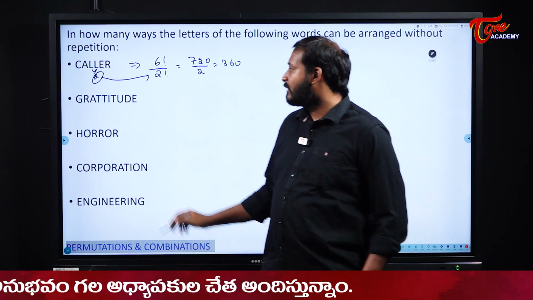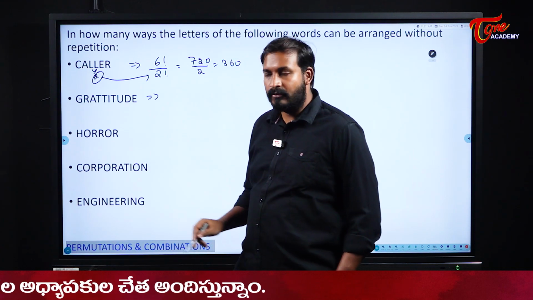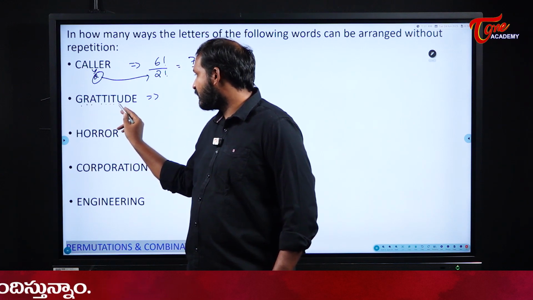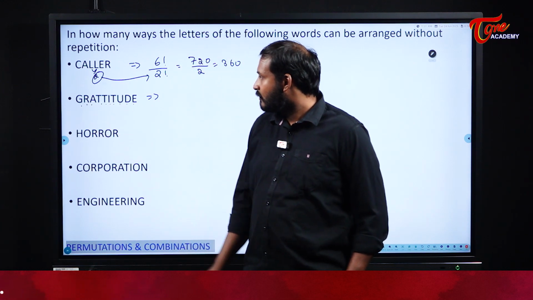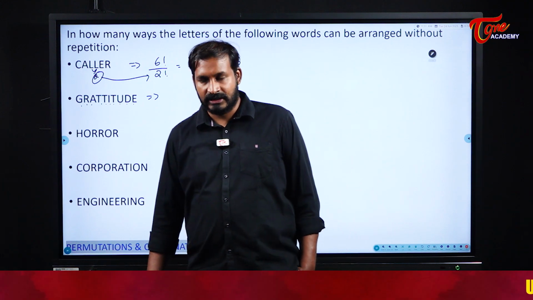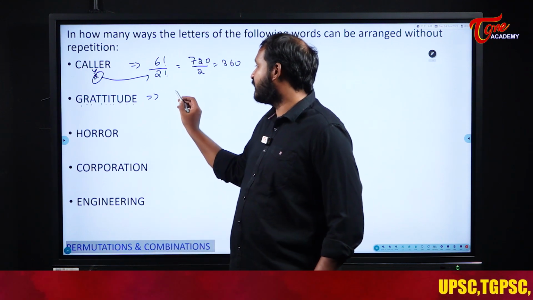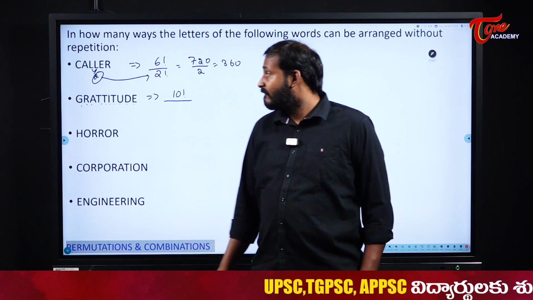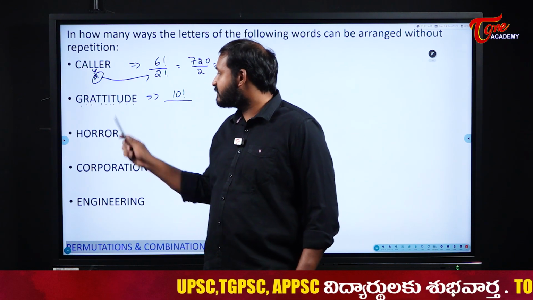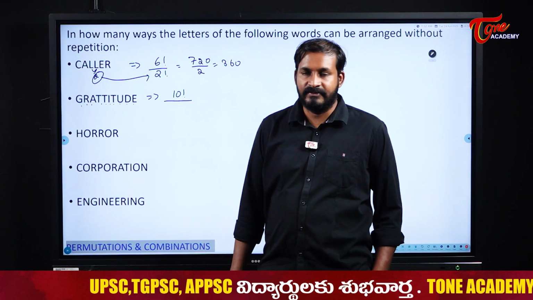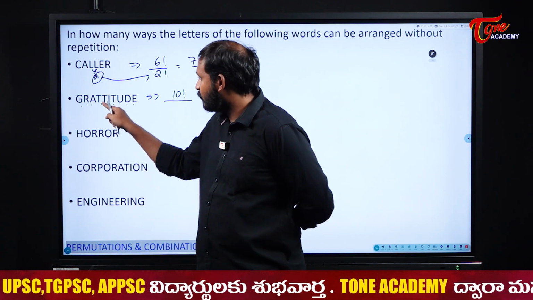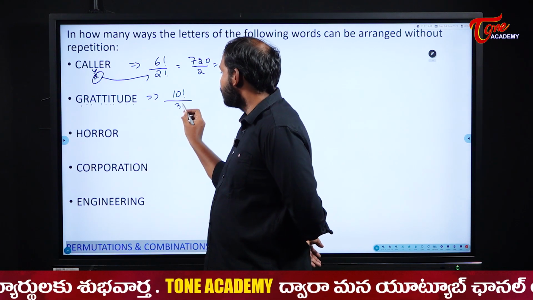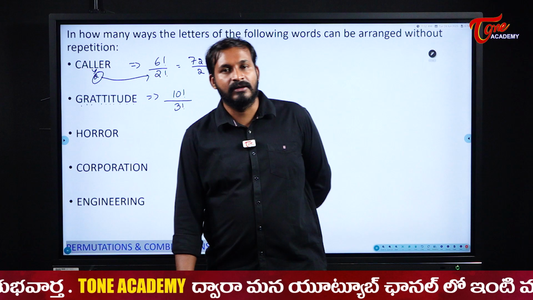Okay, good, super. Now, when it comes to gratitude, how many letters are there? 1, 2, 3, 4, 5, 6, 7, 8, 9, 10. Total 10 letters are there. If it is a general case, we will write it as 10 factorial. But here, T was repeated how many times? Thrice. Is there any other letter apart from T? No. T is the only letter which was repeated thrice. So 10 factorial by 3 factorial.